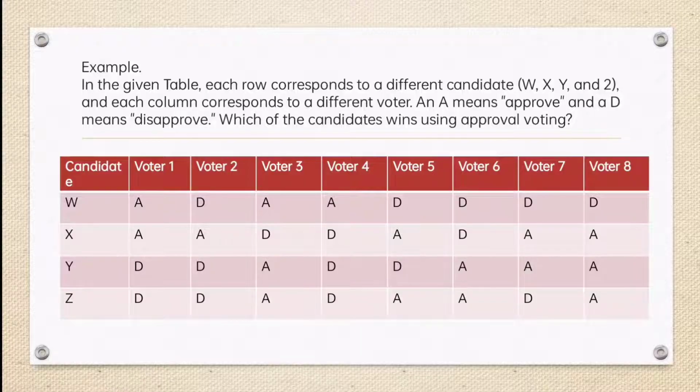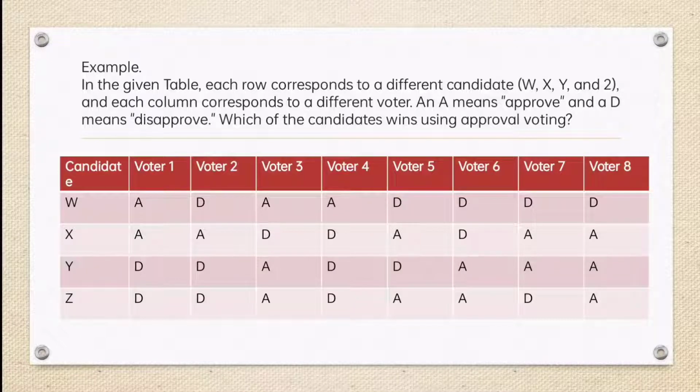Number 5 example. In the given table, each row corresponds to a different candidate: W, X, Y, and Z, and each column corresponds to a different voter. An A means approve and a D means disapprove. Which of the candidates wins using approval voting?